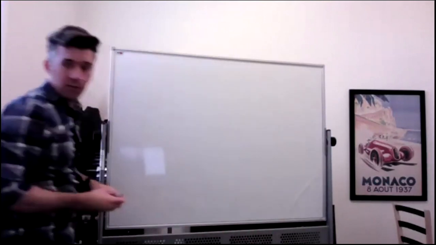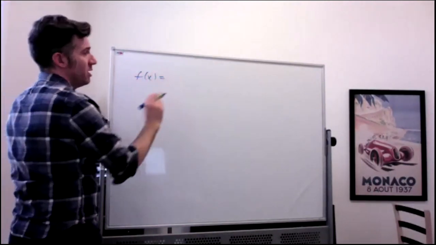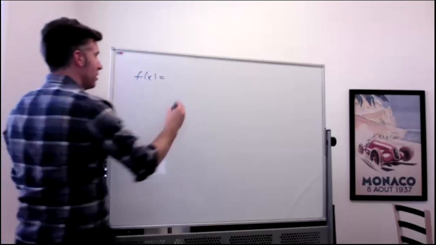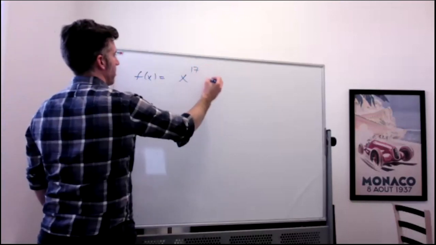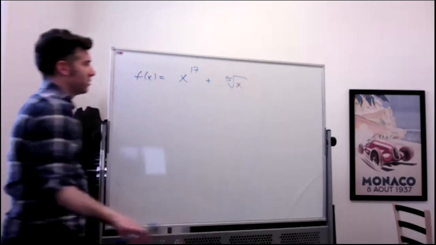Like, for example, I could say f of x is equal to, so I'm actually going to throw in some extra rules here, like x to the 17th power plus the 5th root of x. What's the derivative?